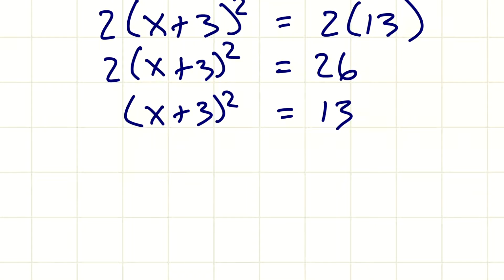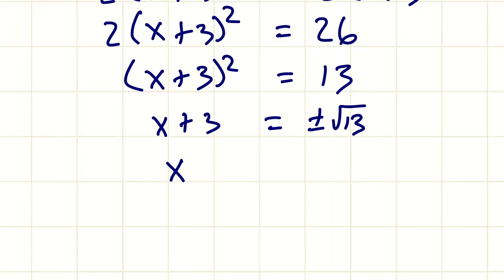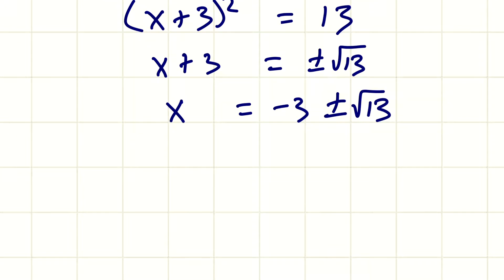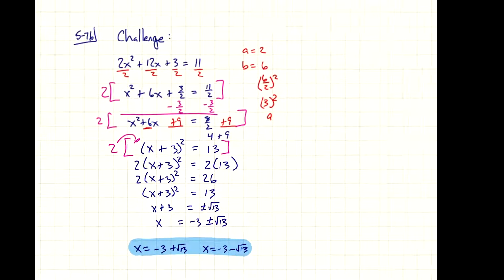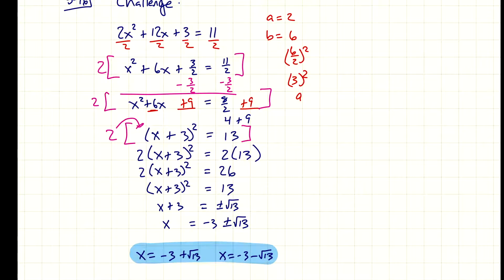All right, so let's solve this. This is going to be x plus 3 equals to plus or minus the square root of 13. So x equals to negative 3 plus or minus the square root of 13. All right, and so we're going to have 2 possible answers: x equals negative 3 plus the square root of 13, and x equals to negative 3 minus the square root of 13. All right, and that would be our 2 answers. So really the only extra step that we needed was to divide everything by 2.